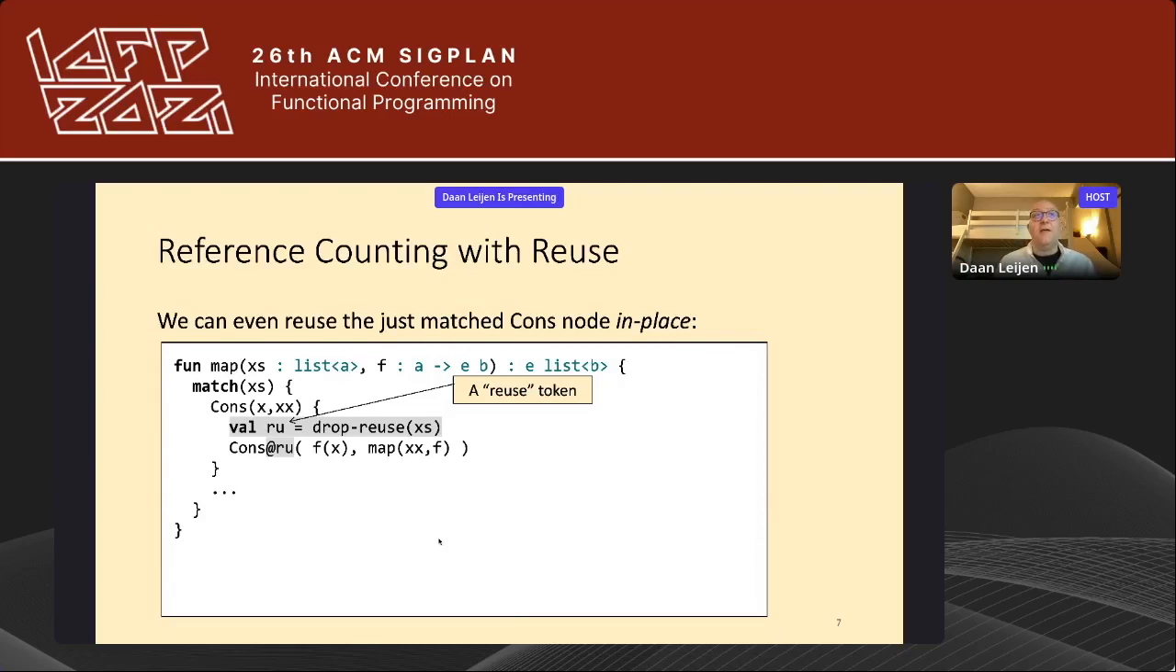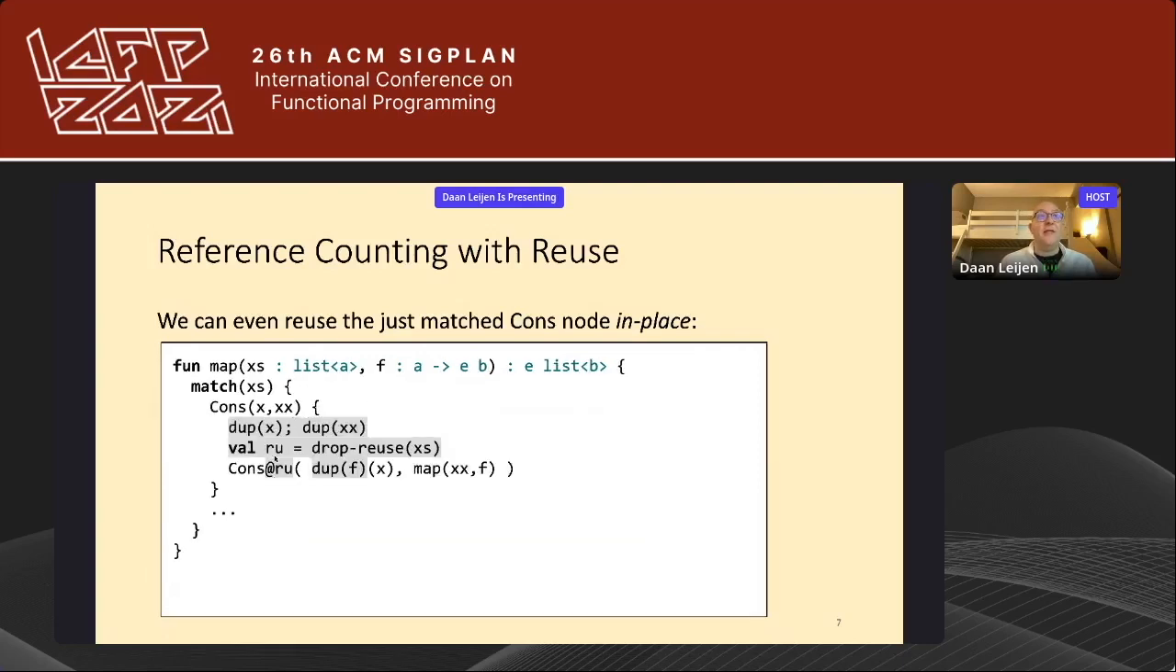We don't free it. And then this cons at here means we're going to allocate, if possible, at the reuse token. If it happens to be not null, then we just use it in place. And the compiler guarantees it's of the right size and the right kind of memory we need. And if we do that and we insert the dups for the children, then we can do the same tricks. We can inline the drop reuse.